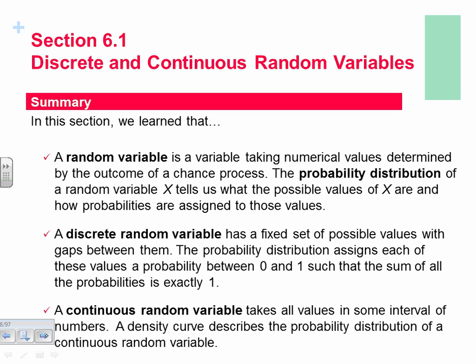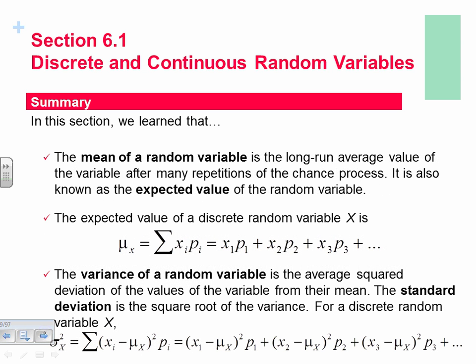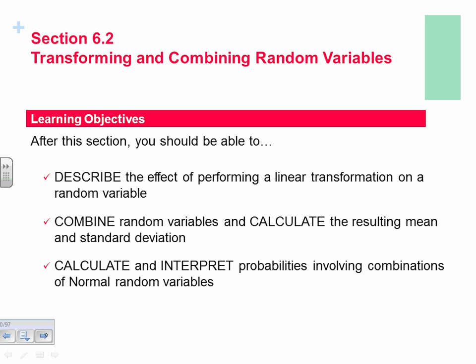Okay, so that is a 6.1 summary. And here are the things we learned about random variables, discrete random variables, continuous random variables. We took the mean of a random variable. We found that expected value, which again means to do the mean. The variance, which leads us to the standard deviation. And we're going to go on to 6.2 next time.